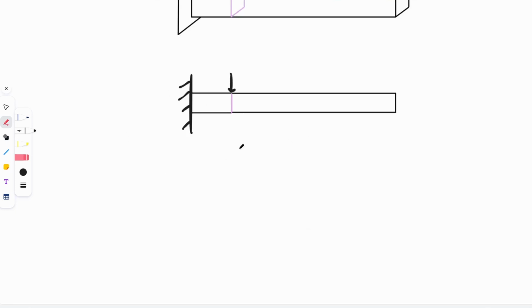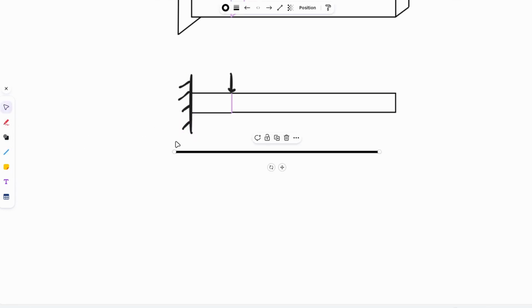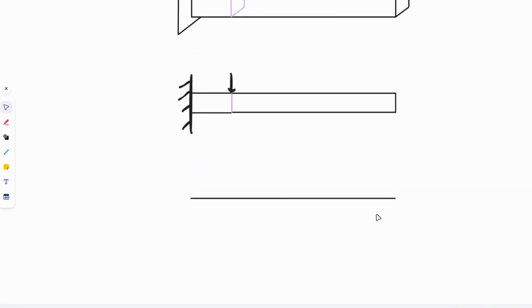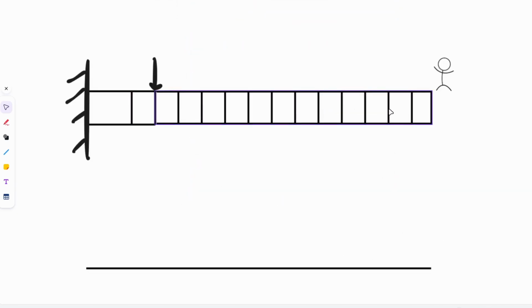Now that we know what shear force is, let's now talk about the shear force diagram. What exactly is a shear force diagram? So for that, we'll just draw a line over here. So this is called the axis of the shear force diagram. So now I have broken this beam into a number of elements, and we will be assuming that each of these elements is nothing but a point, right?